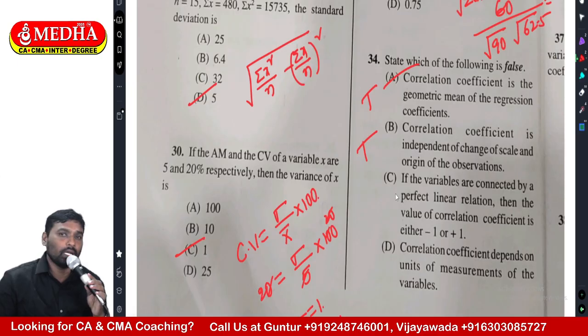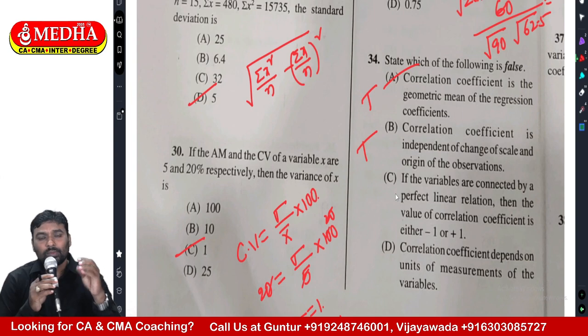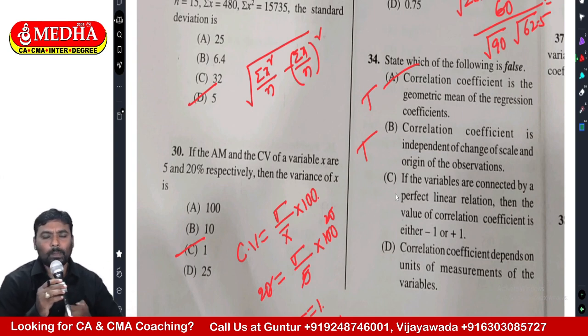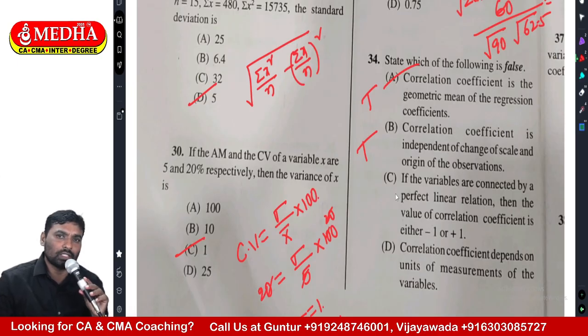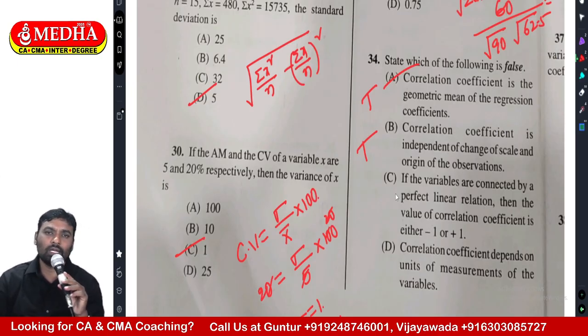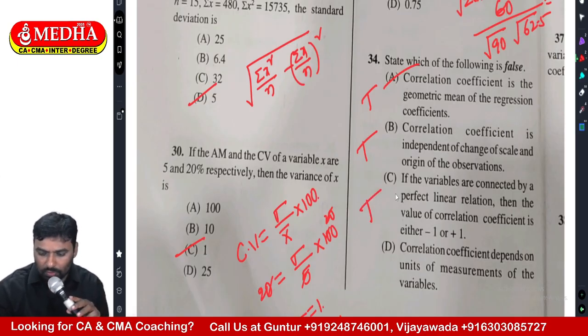Option C, in perfect correlation, the correlation coefficient between the two variables, if x and y are related by y is equal to a plus bx, with b value greater than 0, r is plus 1, and with b less than 0, r is minus 1. So in a perfect linear correlation, the value of r you may get is either minus 1 or plus 1 only. This is also true.